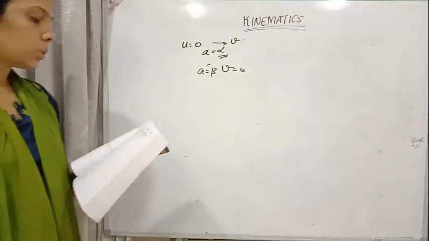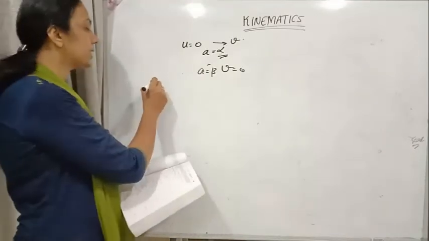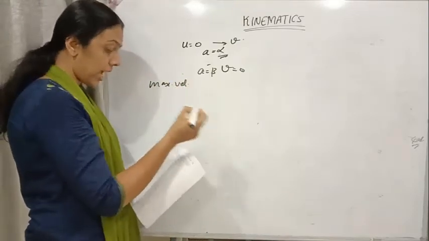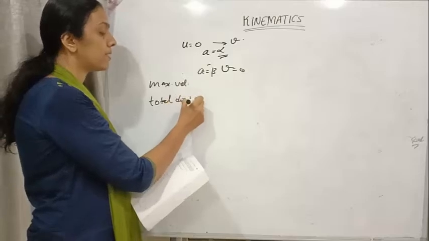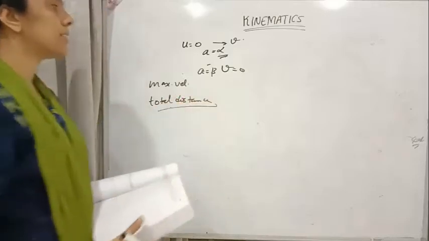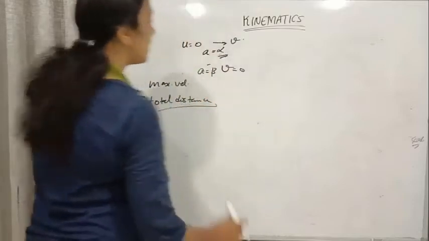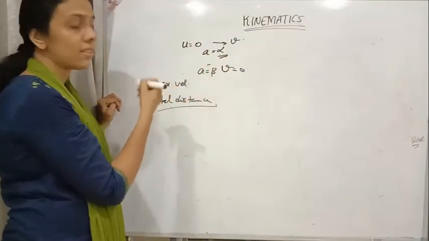Then, if the total time elapsed is t seconds, evaluate the maximum velocity reached and the total distance travelled. Okay, these are the things which you need to find out. Initially it is acceleration, and in the second case it is deceleration.